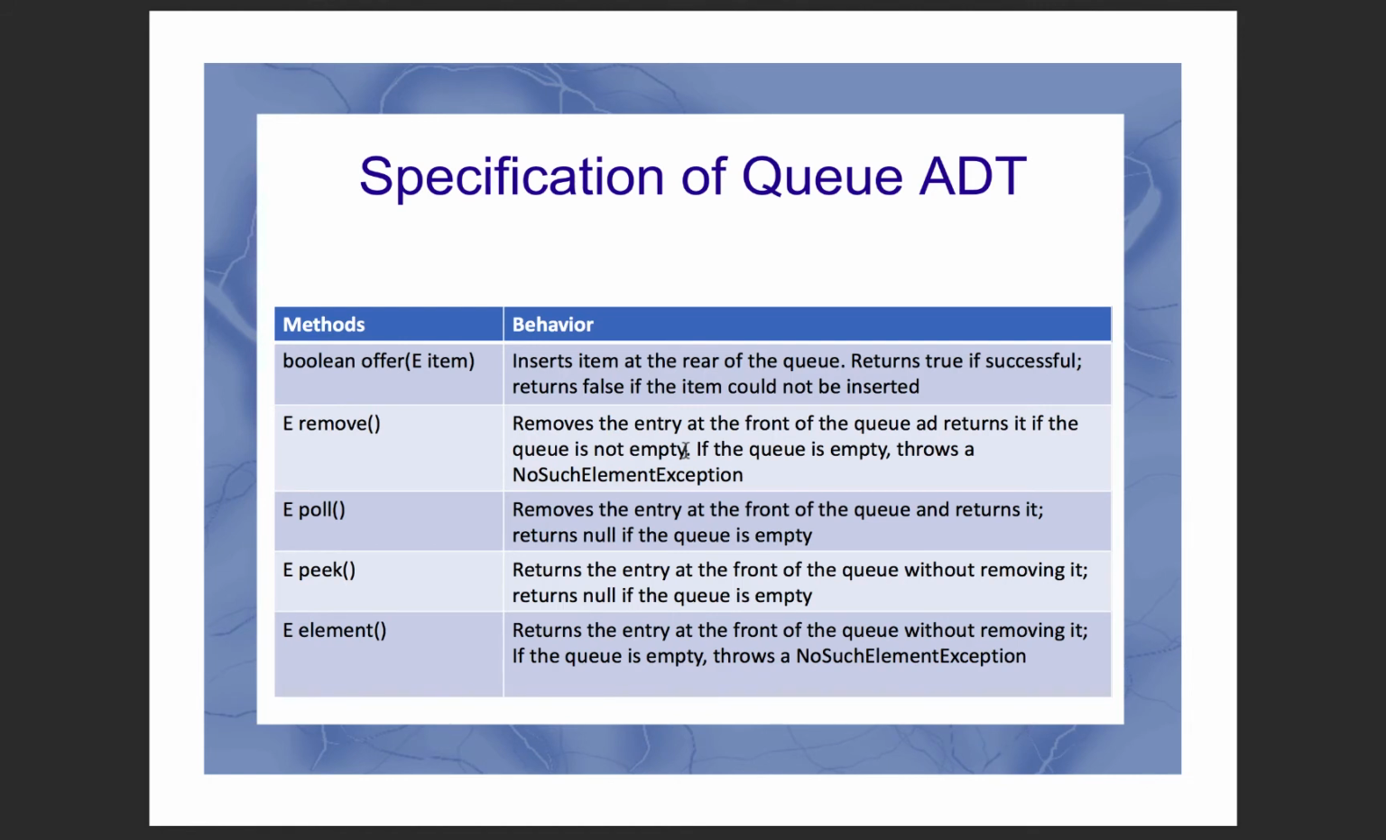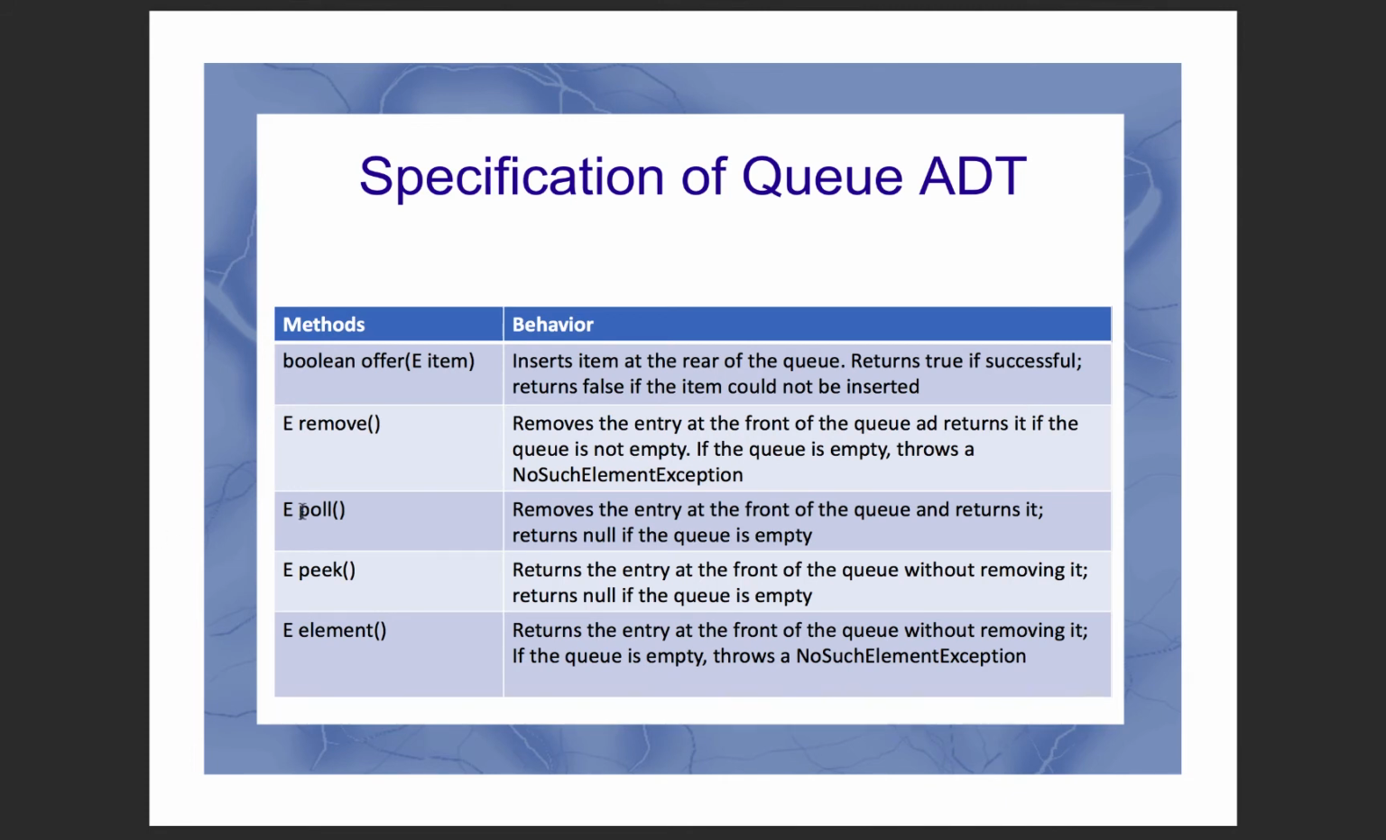If the queue is not empty, then you will remove the front element of the queue, and it returns that removed element. So you can see that the remove method returns E type, based on the data that you are keeping in the queue. So the remove method, simply, removes the front element from the queue if the queue is not empty. If the queue is empty, it throws an exception.